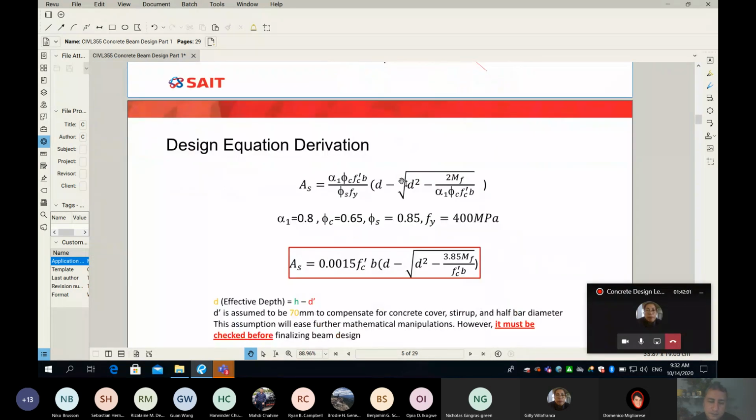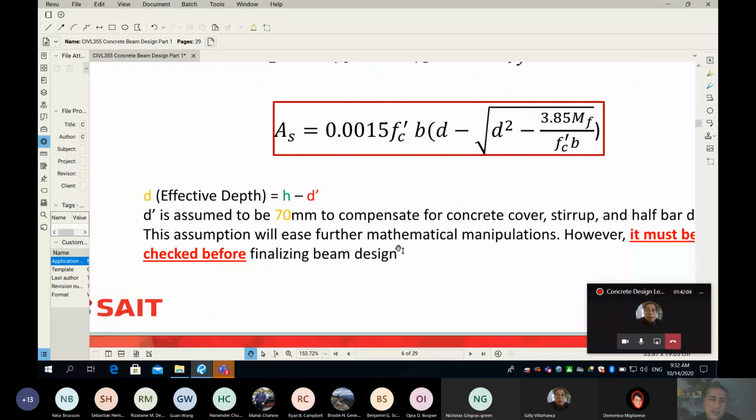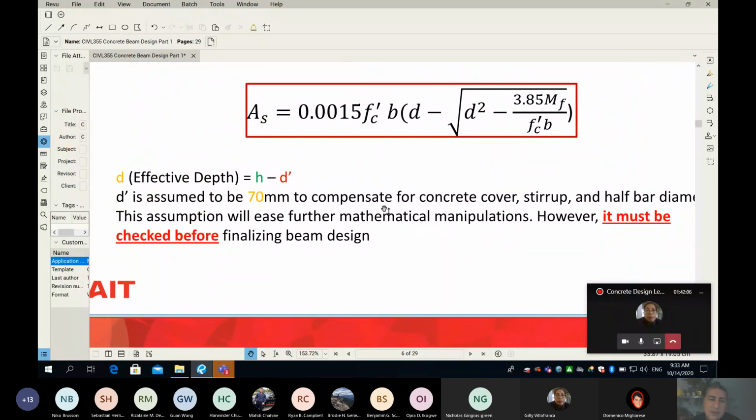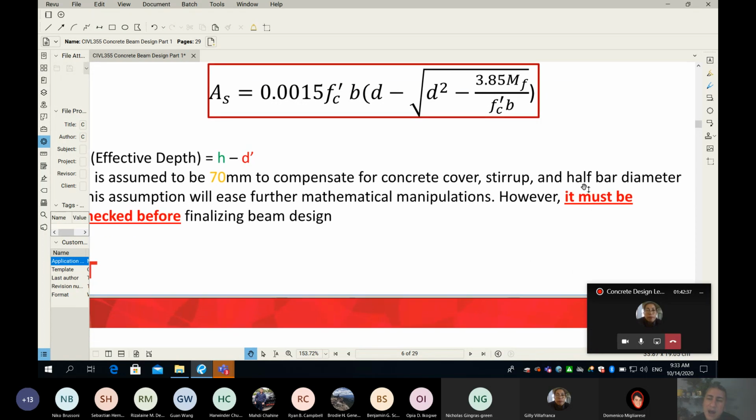So the golden rule is here. You can see one more time, I'm using the same color. The effective depth in orange is equal to H, which is known, minus D prime, which is unknown, because I don't know how many rebars and I don't know the bar diameter. So D prime is assumed to be 70. In my design, I will assume 70, to compensate for concrete cover, stirrup, and then half bar diameter.